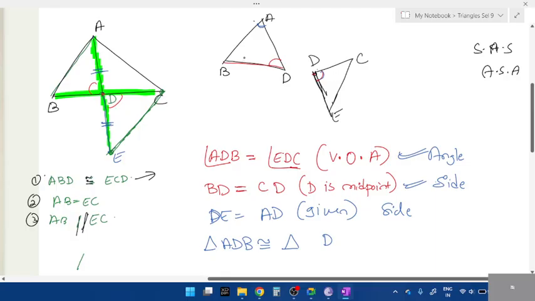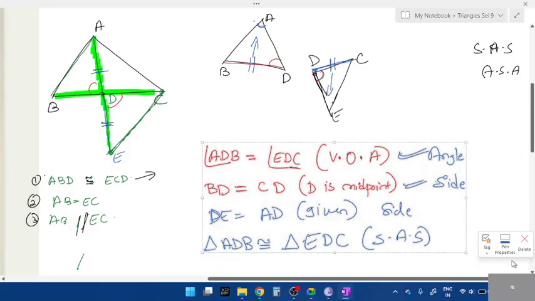Now, which two sides are equal here? All of you will respond. BD is equal to which one? BD is equal to DC. Opposite to BD, what do we have? Angle A. And opposite to DC, which angle I have to write here? E. D, E, D. Which criterion should I use? SAS. Side angle side.